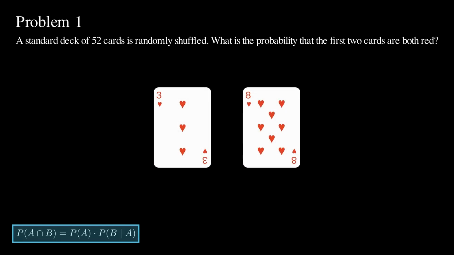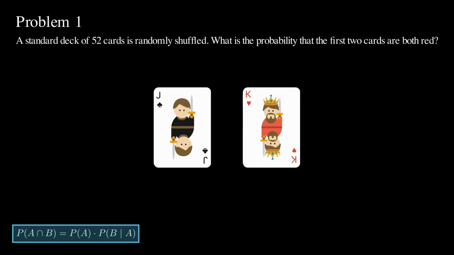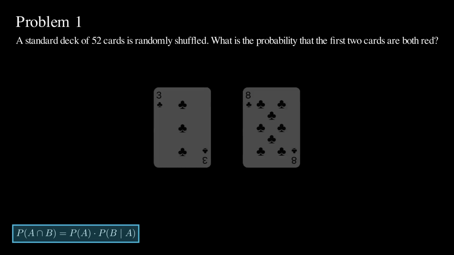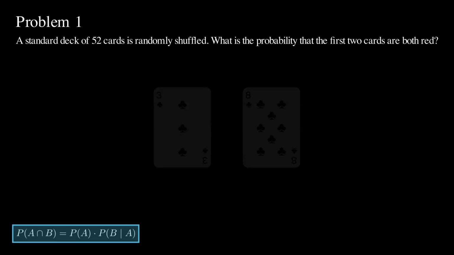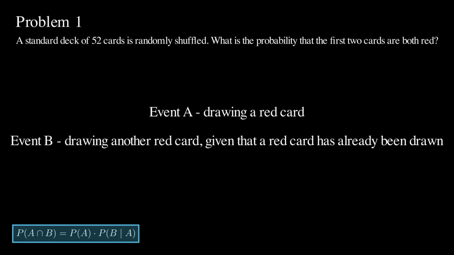So let's get started. Now that we're drawing 2 cards, we have a few different scenarios that can happen. You could either draw 2 red cards, 1 red, 1 black card, or 2 black cards. But we're interested in drawing 2 red cards, so let's define event A as drawing a red card. Let's also define event B as drawing another red card, and here's the important part, given that a red card has already been drawn.